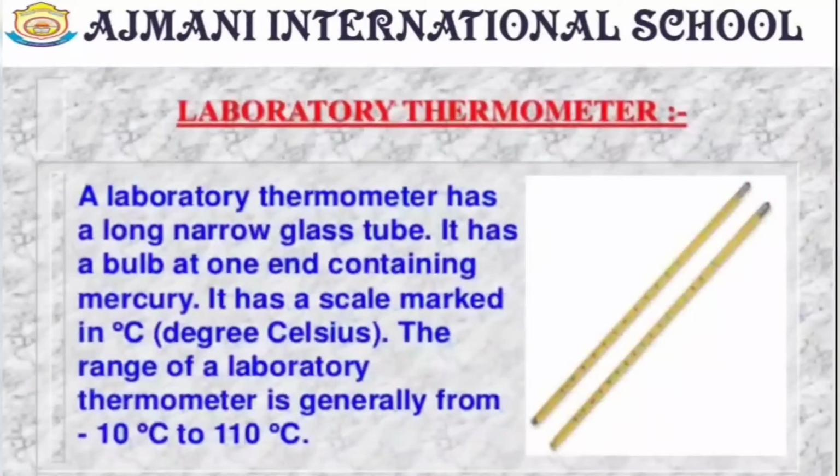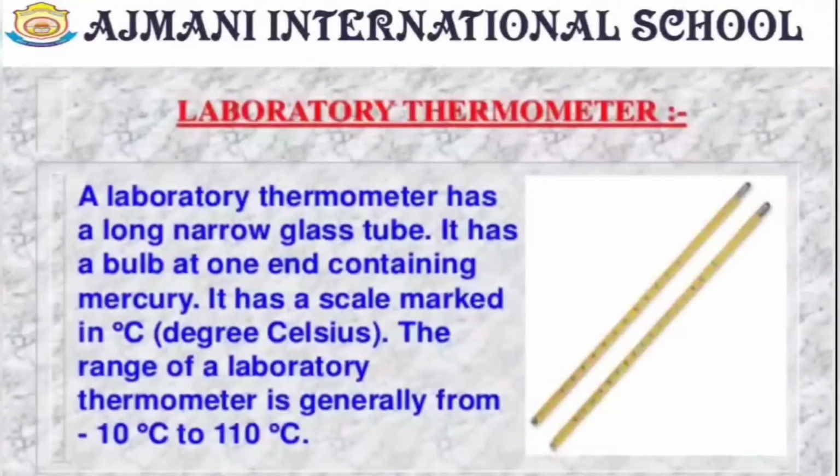The laboratory thermometer. This laboratory thermometer is mostly used to measure the temperature of inanimate objects. It is generally used in the laboratory while performing experiments to measure the temperature of the solution under study. How does it look? It is longer than the clinical thermometer and is made up of a thin glass tube sealed at one end and a bulb with mercury on the other.